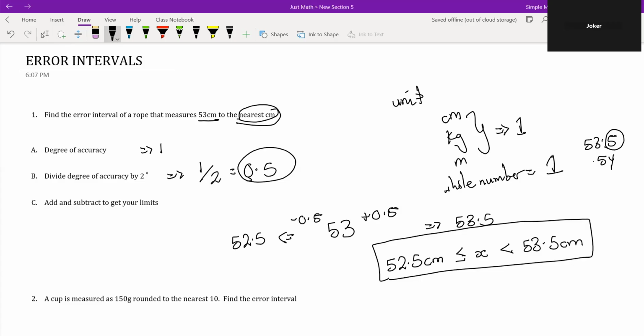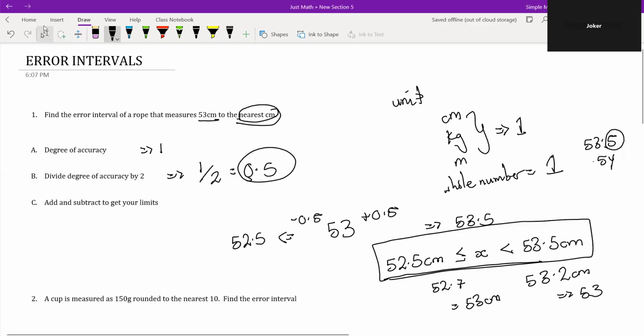If I pick a number within this range, say 53.2 centimeters, and I approximate it, I'll still get 53. If I pick somewhere, let's say 52.7, and approximate it to the nearest whole number or the nearest centimeter, I will still get 53. So that's just the idea of error intervals, and this would be our answer.